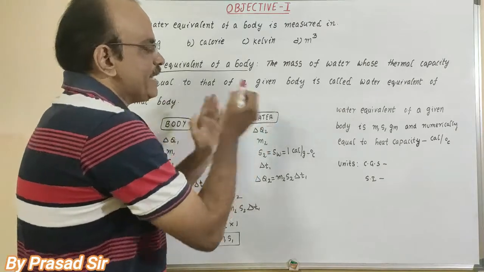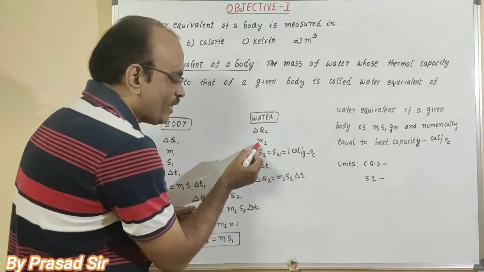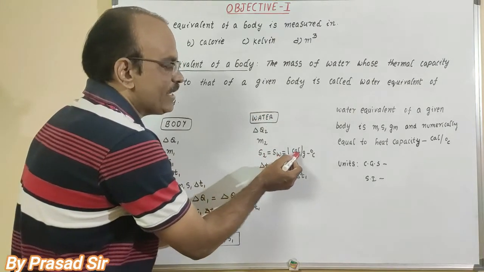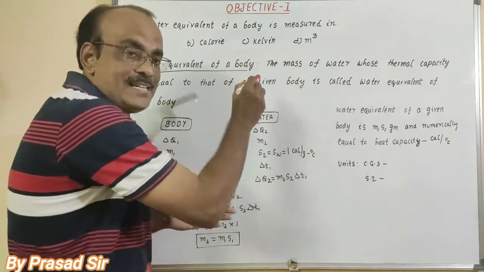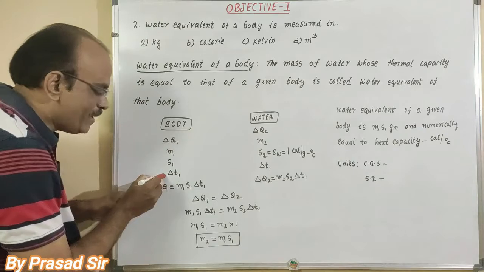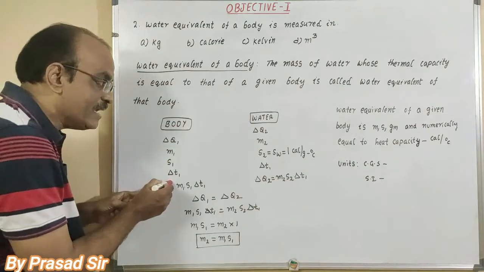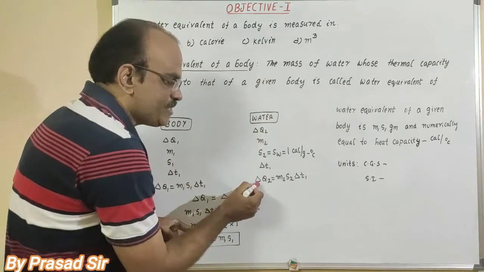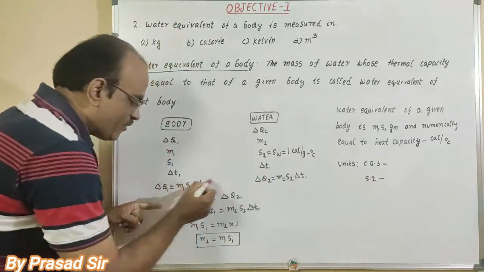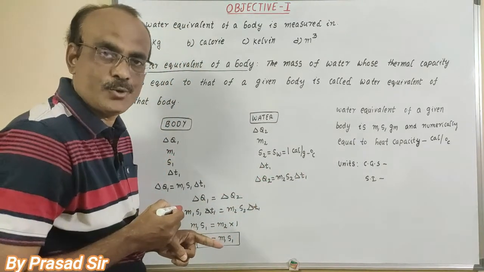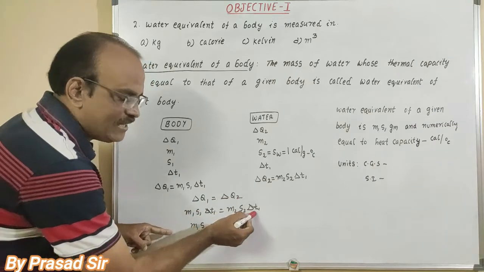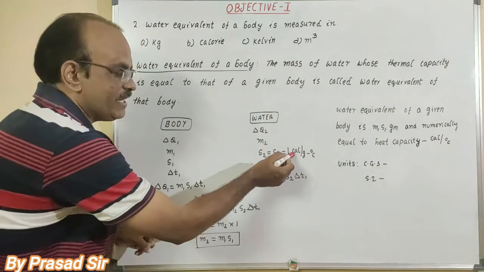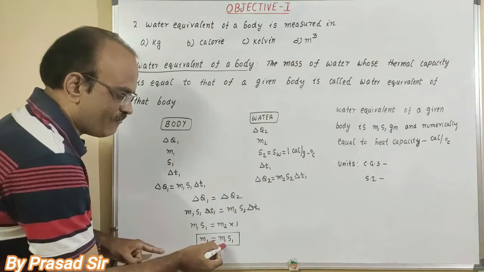Now I am taking water. The mass of water is m2 and the specific heat of water is S2, whose value is 1 calorie by gram degree centigrade. We raise the temperature by the same amount, delta T1, using the heat delta Q2. So delta Q2 is equal to m2 S2 delta T1. Equating delta Q1 and delta Q2, the delta T1 cancels. Here m1 S1 equals m2 S2, and since S2 is 1, m2 is equal to m1 S1.